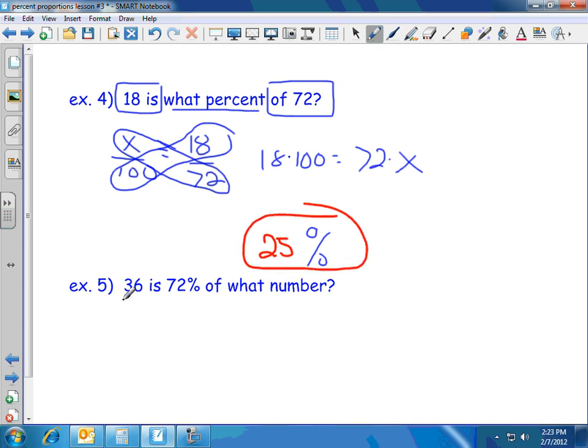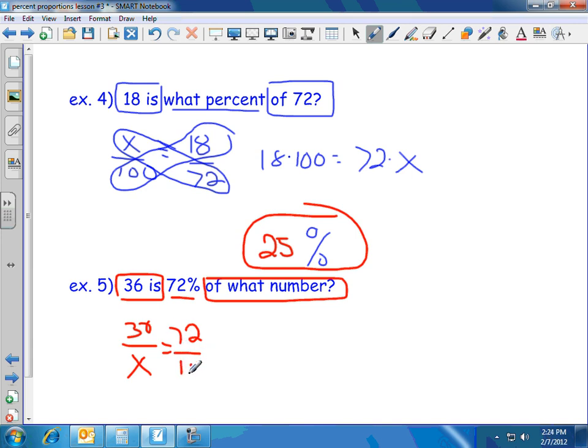And the last problem says 36 is 72% of what number? All right, so 36 is our is. Of what number, again, is going to be our x because we don't know what that is. And set that equal to the percentage, which is 72%, which is 72 out of 100. Set up your cross product, so 72 times x has to be set equal to the second cross product, which is 36 times 100.